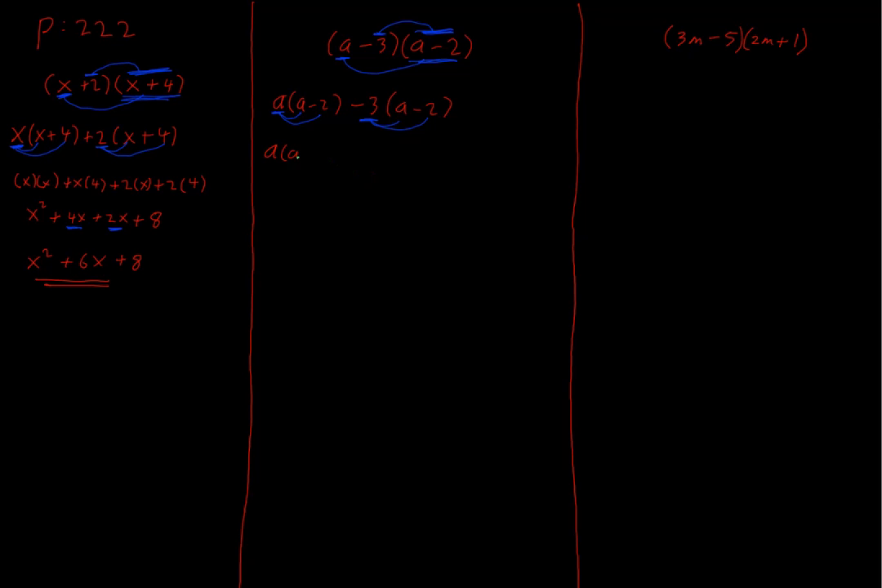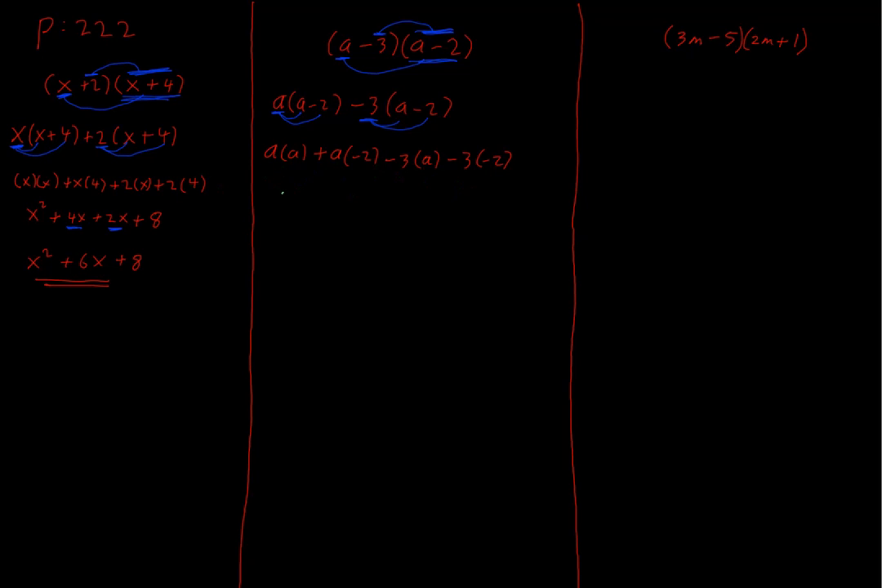A multiplied by a, plus. There's no symbol in front of the a, so we say it's a plus a multiplied by minus 2, and then we have minus 3 multiplied by a, and minus 3 multiplied by minus 2. Identical to what we've just done here, we just have some minuses going on, and that's the only real difference.